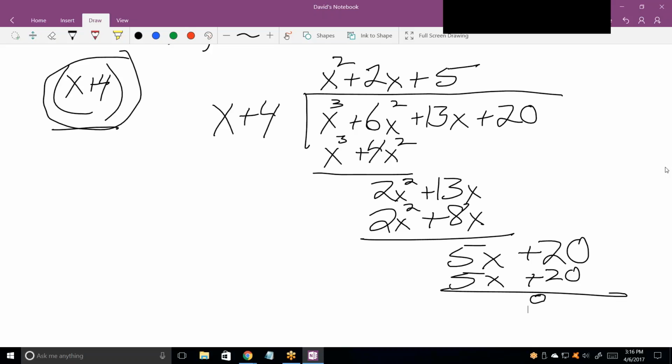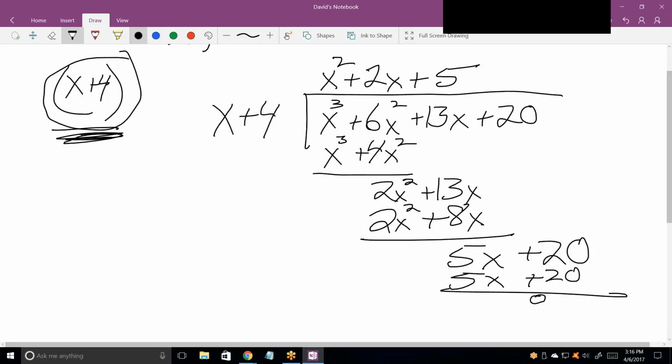But just remember that the remainder always has to be 0. If you're doing one of these problems and they've said this is a factor and you divide it and don't get a remainder of 0, that means you made a mistake somewhere. Because they told us that this was a factor. So it has to be.